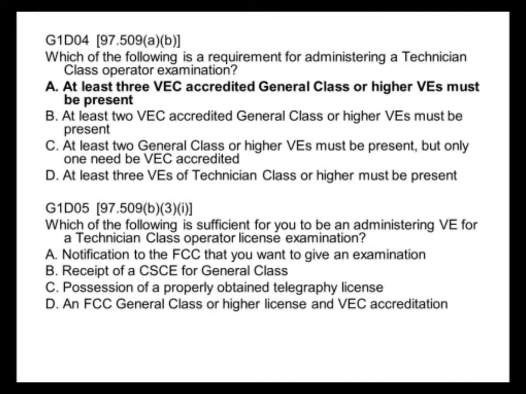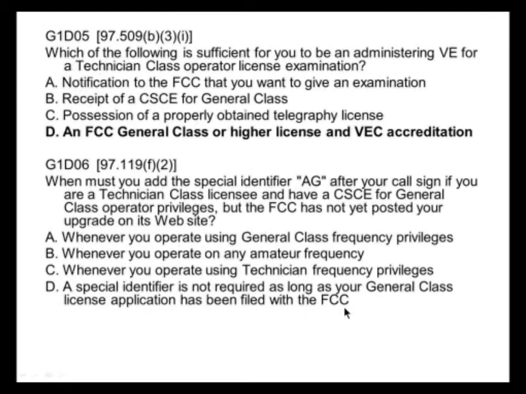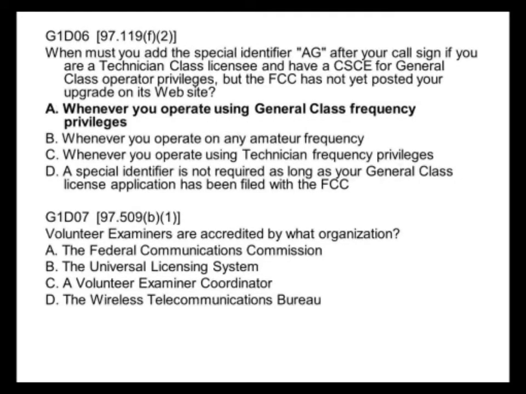Which of the following is sufficient for you to be an administering VE for technician class operator license exam? You have to have an FCC general class license or higher and VEC accreditation. When must you add the special identifier AG after your call sign if you're a technician class licensee and have a CSCE for general class operator privileges, but the FCC has not yet posted your upgrade on its website? When you operate using general class frequency privileges is the correct answer there.